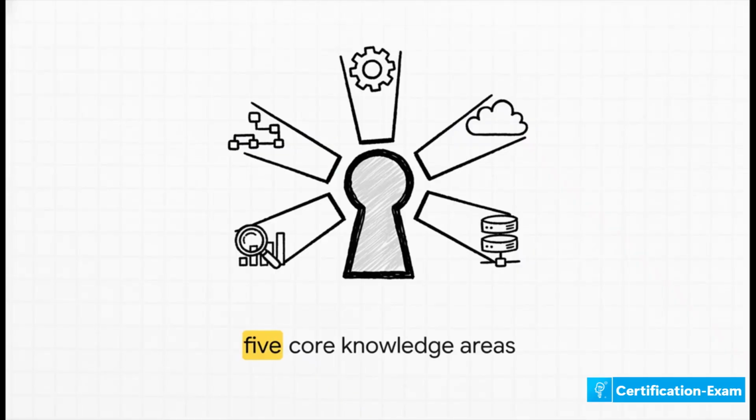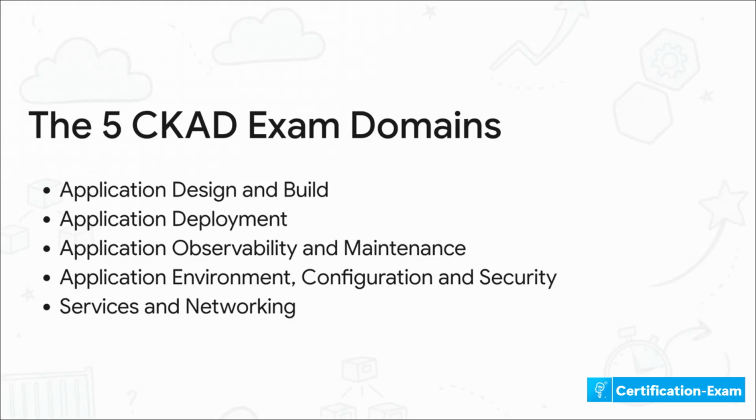Okay, so what exactly are they testing you on? Well, your skills are going to be put to the test across 5 key knowledge areas, or what the exam calls domains. And mastering these is, without a doubt, your key to success. And here they are, the big 5. The exam really covers the whole 9 yards, everything from application design and build to deployment to observability and maintenance. Then you've got environment, configuration, and security, and finally, services and networking. It's literally the entire lifecycle of an application running in Kubernetes.